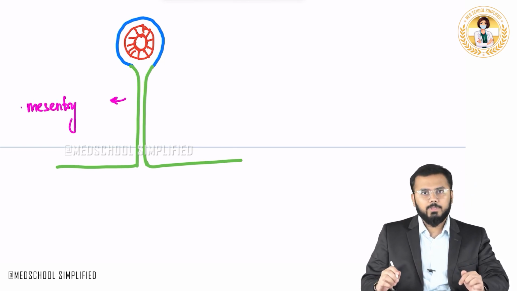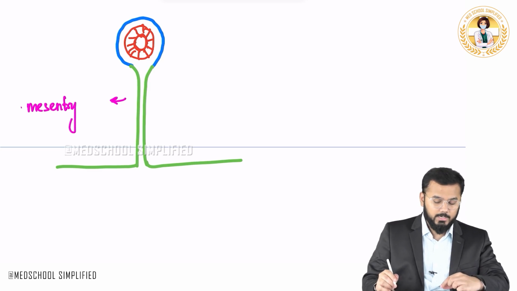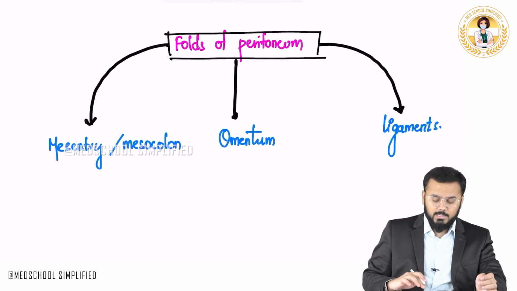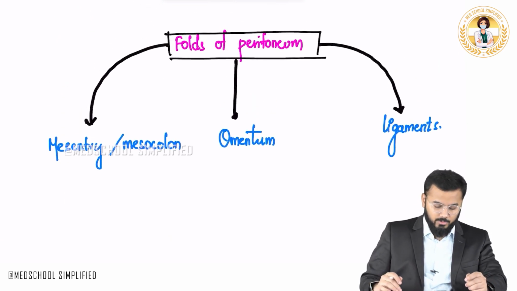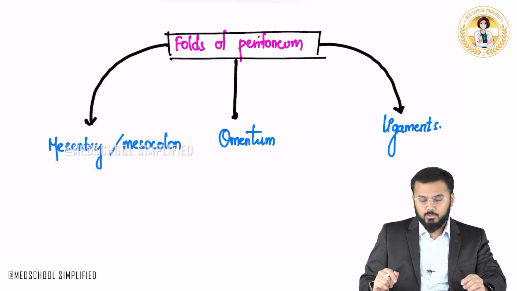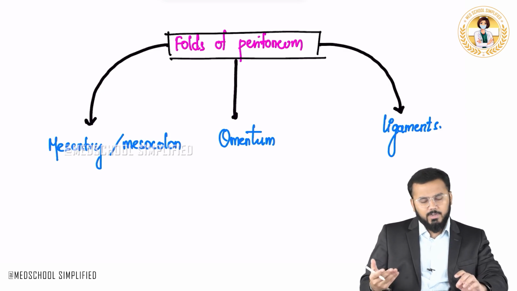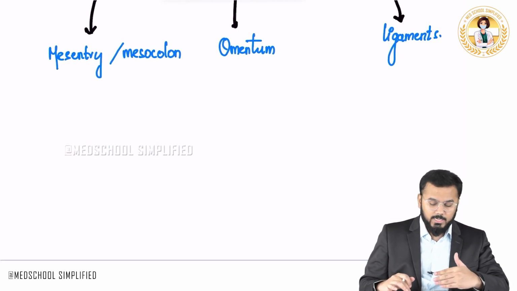Now what usually happens to the mesentery? As you can see, we discussed three different folds of peritoneum. One is called the mesentery or mesocolon. Next you have the omentum, and then the ligaments. We have different types of mesocolons, different types of omentum as well as ligaments. Now first we shall discuss them one by one.